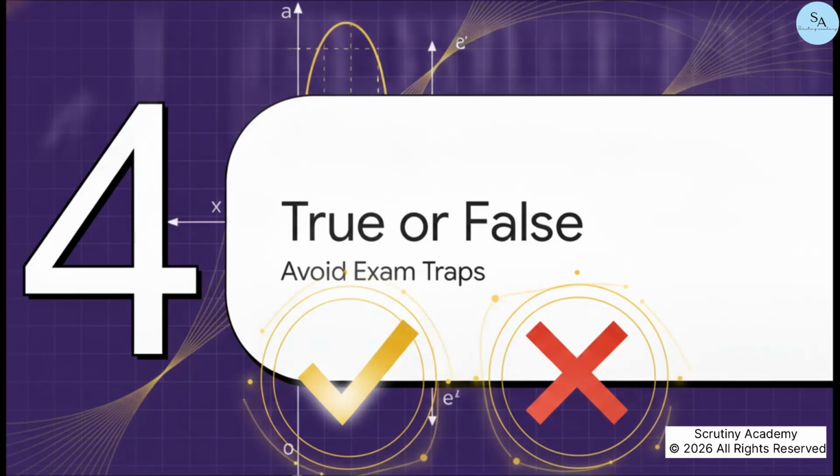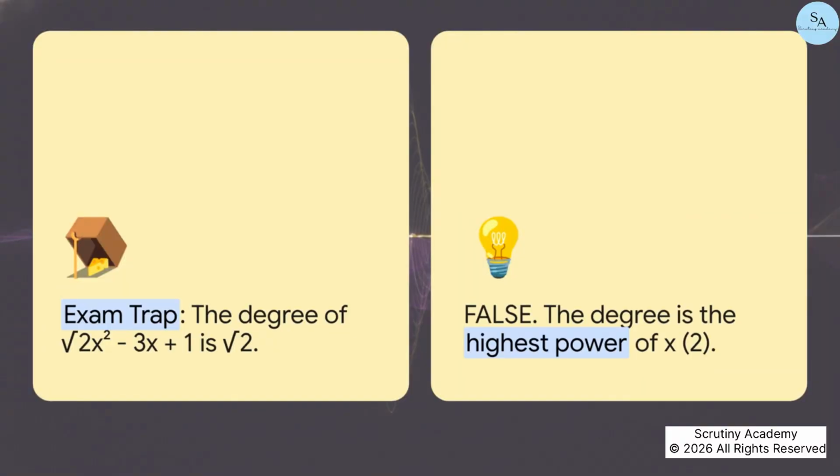Section 4, True or False Challenge. Since you're doing so well, let's play a quick game of true or false. These questions are designed specifically to point out the most common traps students fall for on board exams. Here is trap number 1. True or false? The degree of the polynomial square root of 2 times x squared minus 3x plus 1 is the square root of 2.